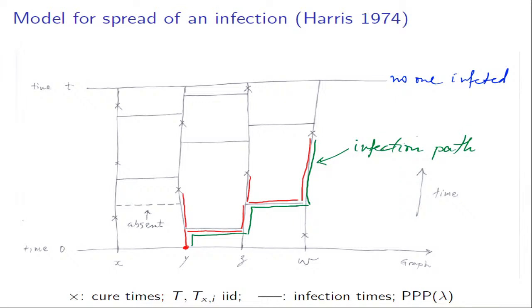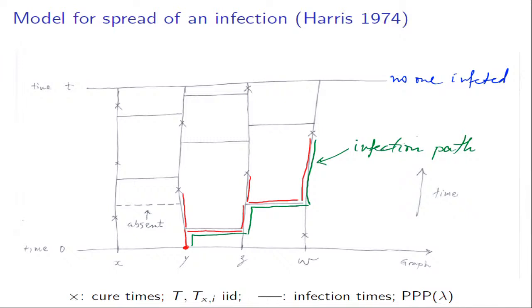It stays sick up to some cure time. These crosses here mark cure times, healing times. If the individual is sick right before this time, it gets healed. Otherwise, it remains healthy. And it can spread the sickness to the neighbors. So you have these infection paths here. In this picture, this dashed bond here is excluded. It's absent, so there's no infection crossing this bond, but it crosses the other bonds.